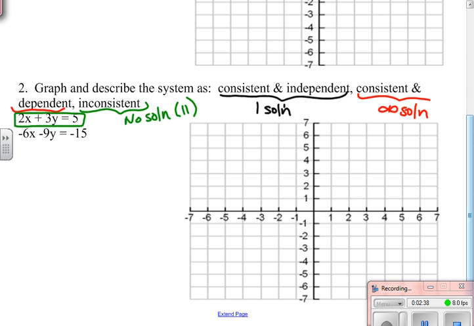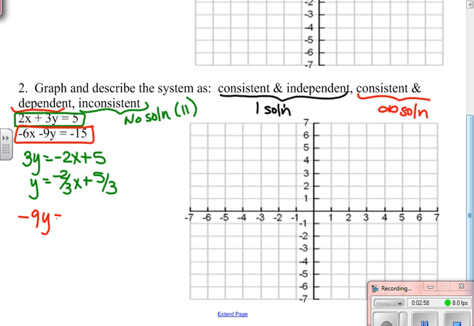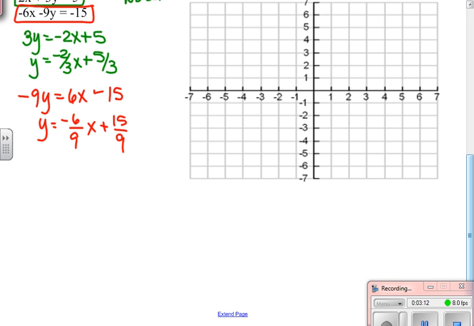So we're going to go ahead and get these into graphing form first. So I'm going to do this one first. So I have 3y is equal to negative 2x plus 5. Divide by 3. Y equals negative 2/3 x plus 5/3. Then I'm going to go ahead and graph this one. Solve for y. Negative 9y is equal to positive 6x minus 15. Divide by negative 9, y equals negative 6/9 x plus 15/9. Those two fractions reduce. Y is equal to negative 2/3 x plus 5/3.